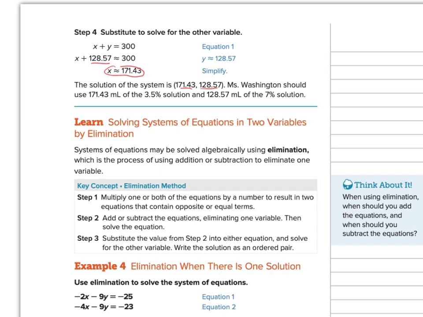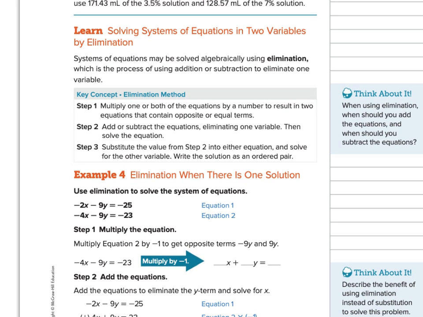Now, that is using substitution. When we use elimination is where we will, let's just see. Multiply one or both of the equations by a number to result in the two equations that contain opposite or equal terms. Well, let's back up. Using elimination, the process of using addition or subtraction to eliminate one of the variables. So we will manipulate our equations to where as we combine them, we eliminate a variable. And that's what they mean manipulate. We're going to multiply the equations by values that will ultimately eliminate them, and then add and subtract the equations to eliminate one variable. So here we go.